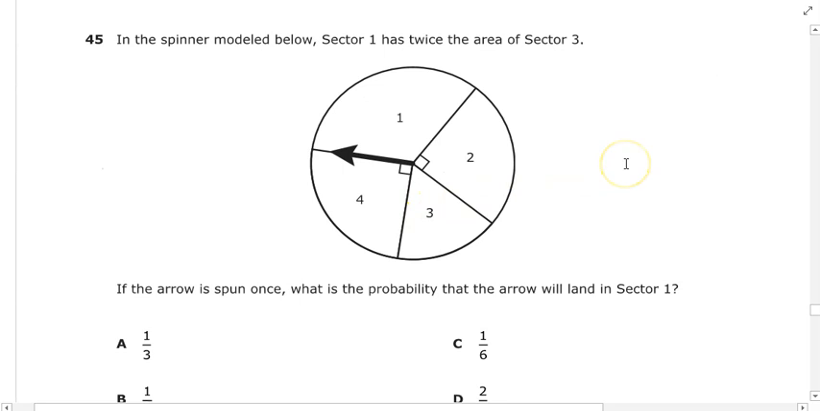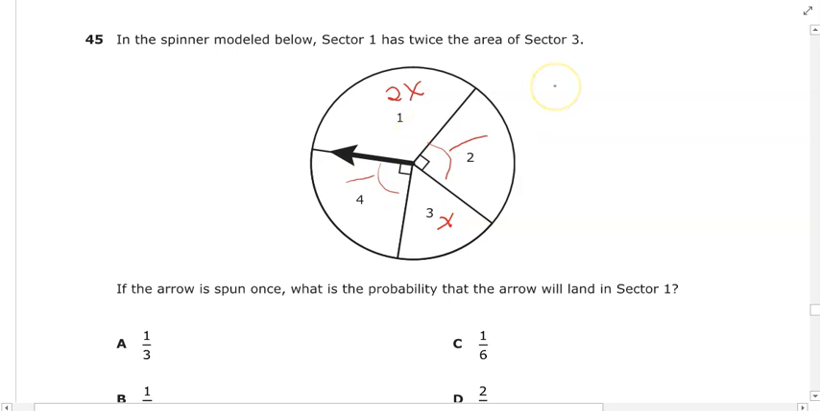445 says the spinner modeled below, sector 1 has twice the area of sector 3. So whatever this is, twice as much for that area. If the arrow is spun once, what is the probability that the arrow will land in sector 1? Okay, so I see between these two right here, they're both labeled 90 degrees. So that's 180 degrees of the circle, which means that there's 180 degrees left between the other two, because these two are 90. Whatever's left has to add up to 360. So 180 minus 90 minus 90, 180 left.